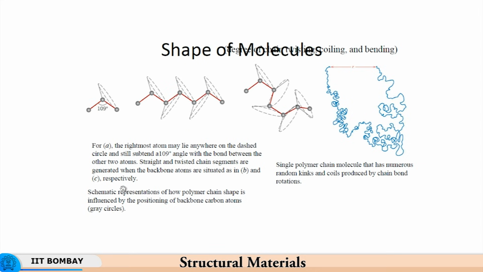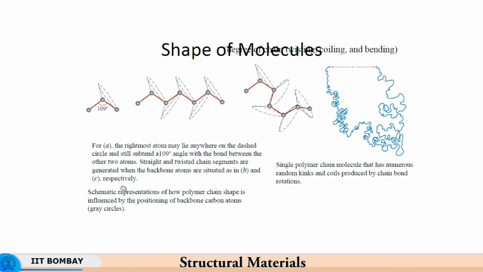Okay. So you have the shape of the molecules. If you look at the shape of this molecule over here, this is just a small chain. This got polymerized into 3, and now you have a slightly different configuration of the chain. So this shows how the configuration of the chain affects the properties, and so it has different degrees of coiling, bending, and so on.